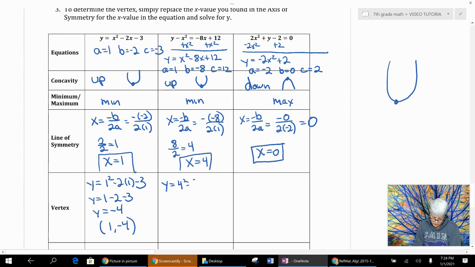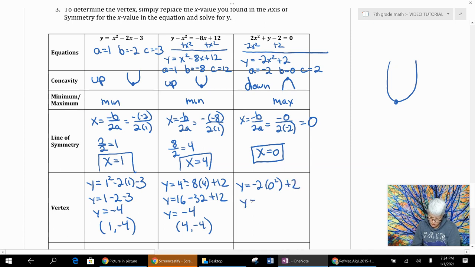4 squared minus 8 times 4 plus 12. Y equals 16 minus 32 plus 12. Y equals negative 4. And don't hesitate to put this in your calculator. So this one, if x is 4, then it's 4, negative 4. The last one, y equals negative 2 times 0 squared plus 2. Y equals 2. So we have 0, 2.